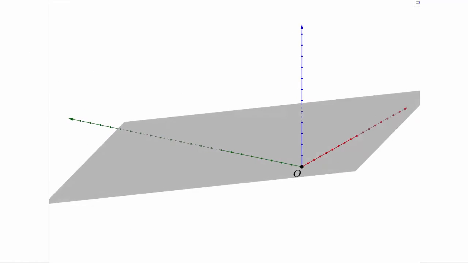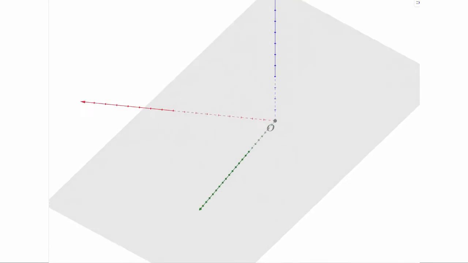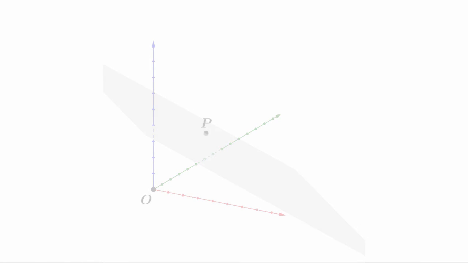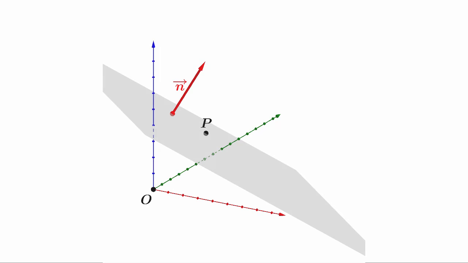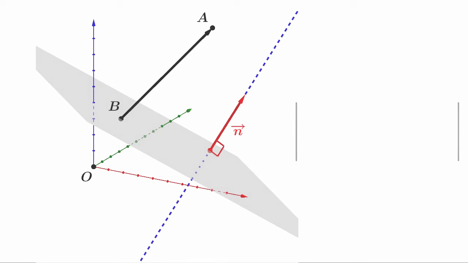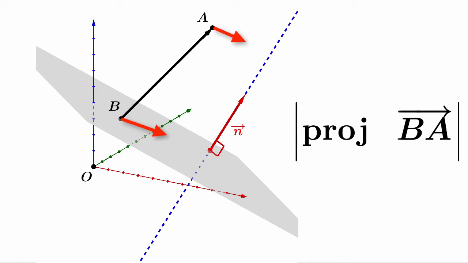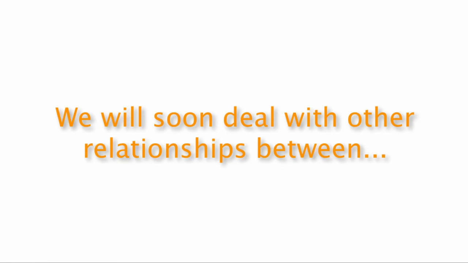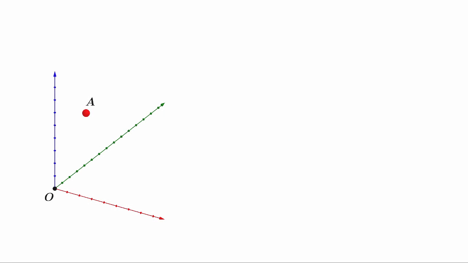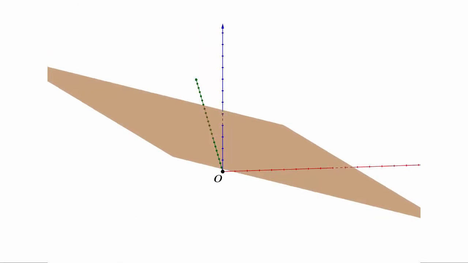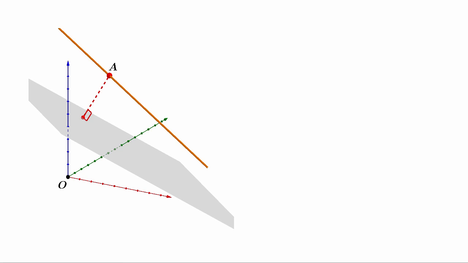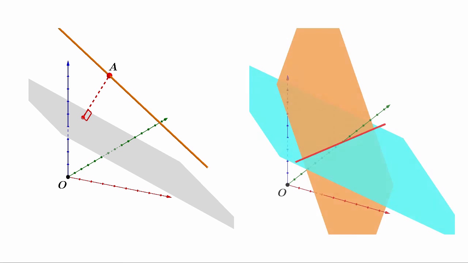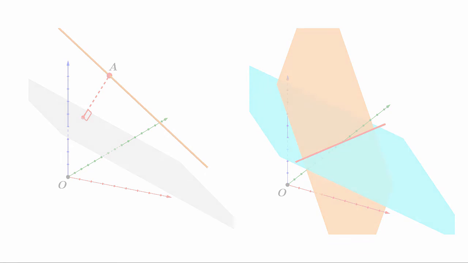In summary, we have learned that in order to quantify a plane in space, we need a reference point on the plane and also a normal vector to the same plane. Also, we have learned a simple technique to find the distance between a point and a plane. In class, we will be dealing with other relationships between points, lines, and planes, such as finding the distance between a line and a plane and finding the line intersection of two non-parallel planes.